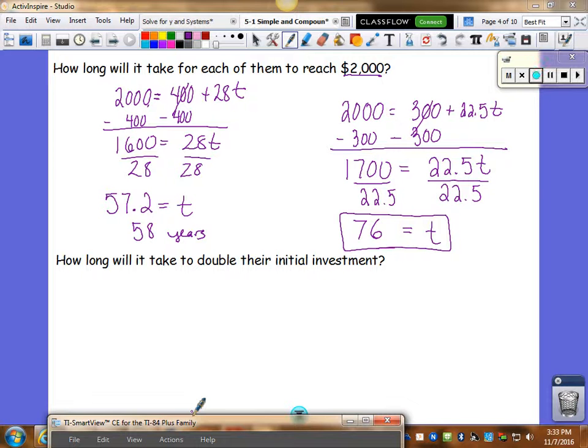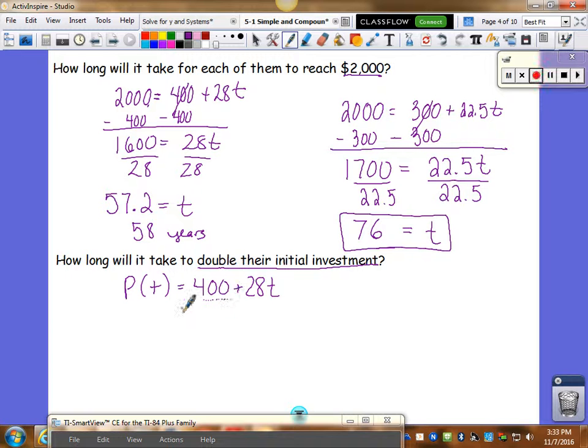Alright, another question that your homework is going to ask, it's the same question, but they're asking it in a different way. It says, how long will it take to double their initial investment? Well, you have to remember and be able to pick that number out of the formula. Alright, so if my formula is P of T equals 400 plus 28T, the initial investment is the principal, that $400. If I double that, that's $800. So 800 is what I'm subbing in, and I'm figuring out how long it takes to get to 800.